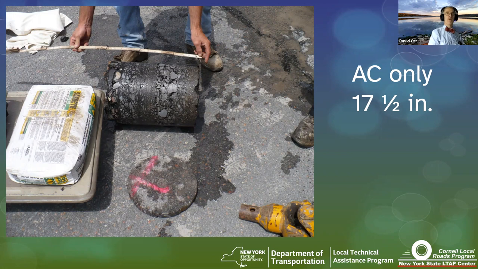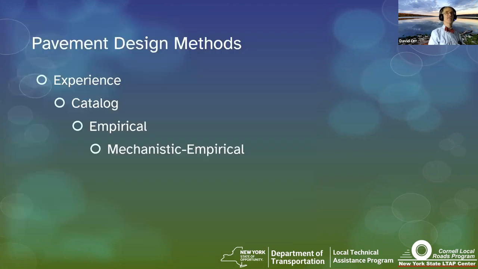So before we get into what we should be doing, let's talk about how we can design pavements. And there really are four primary techniques. There's experience, which, let's be honest, is the most common technique by far, experience-based. We do what we've always done. You can develop a catalog, and this is actually a pretty good technique for a small agency. You develop a catalog for given traffic conditions.